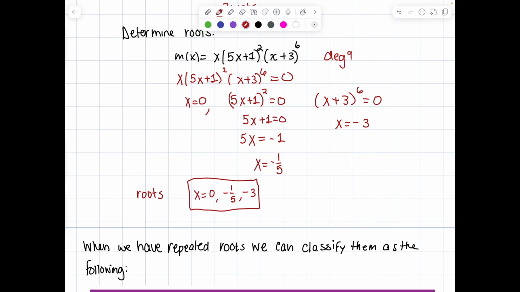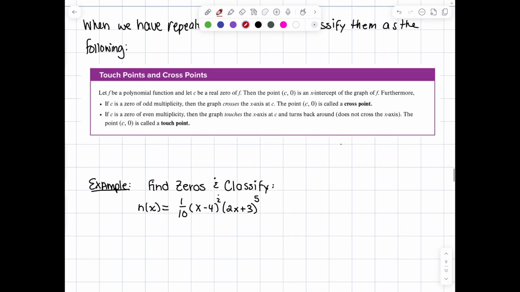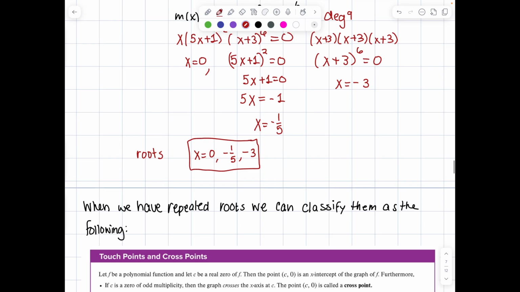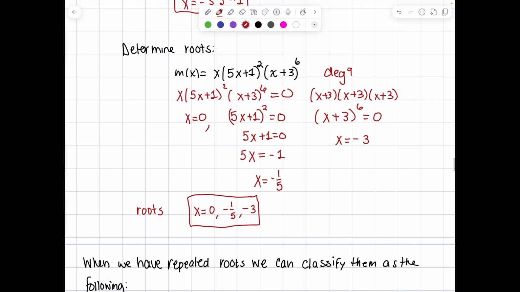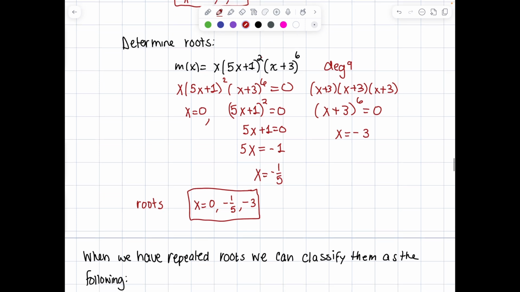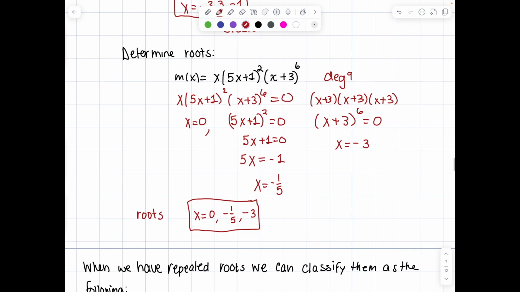If I were to take this x plus 3, this is x plus 3 times x plus 3 times x plus 3, 6 times. That's 6 roots that I have there technically. So when we have repeated roots, we classify them as follows. We call the amount of times a root repeats its multiplicity. If we look back at our problem here, this negative 1/5 has a multiplicity of 2 because that's the power on it. We have this x equaling negative 3 that has a multiplicity of 6. And this x equaling 0 has a multiplicity of 1.